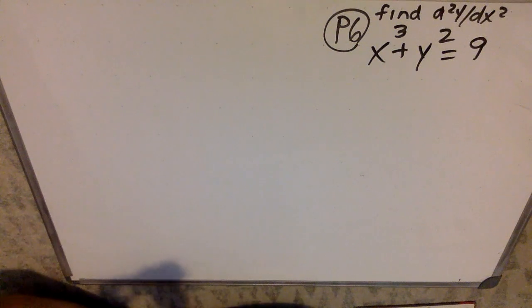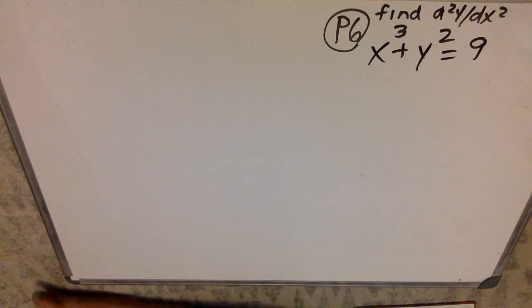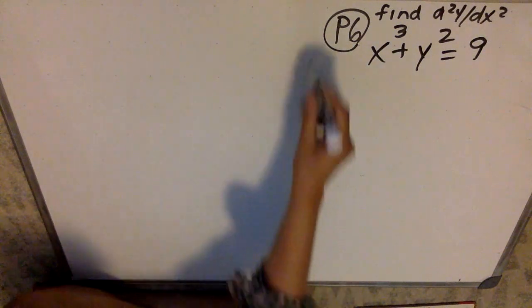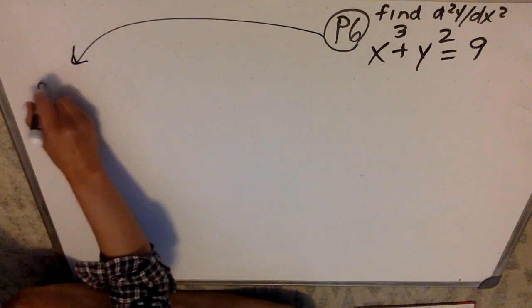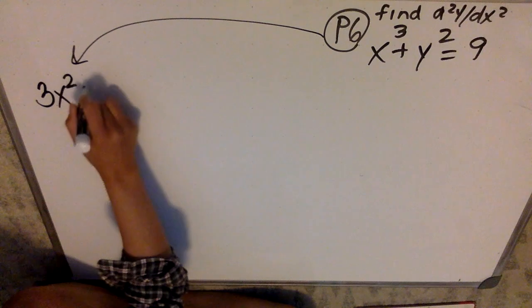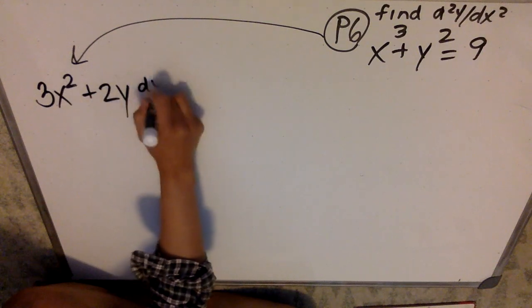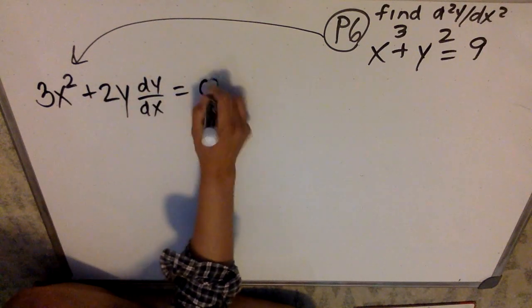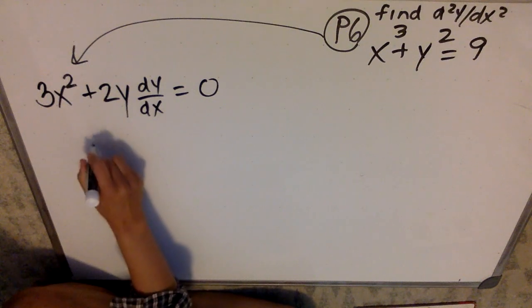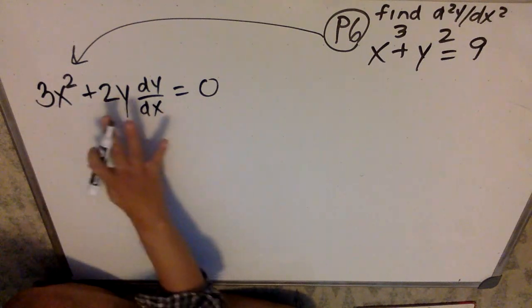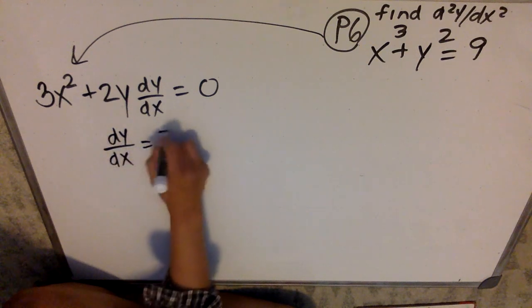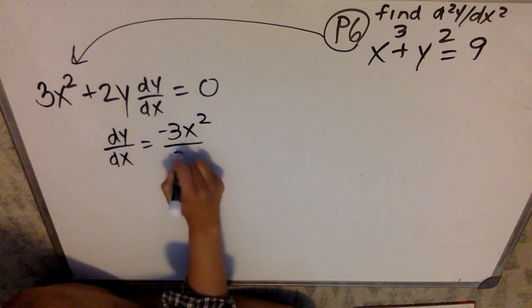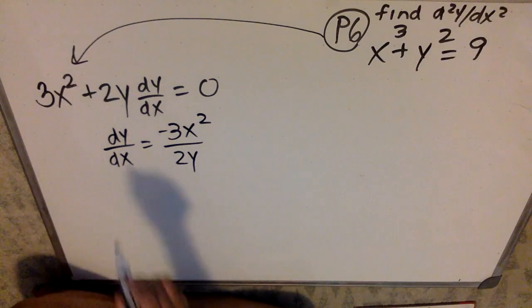All right, so if you don't want me to do P6 with you, then you should hit pause now because I'm going to walk through it. All right, so I'm going to come over here. When I differentiate, I get 3x squared plus 2y dy dx equals 0. When I solve, I subtract the 3x squared and divide by 2y. So I get dy dx equals negative 3x squared over 2y, and nothing cancels. So this is my first derivative.